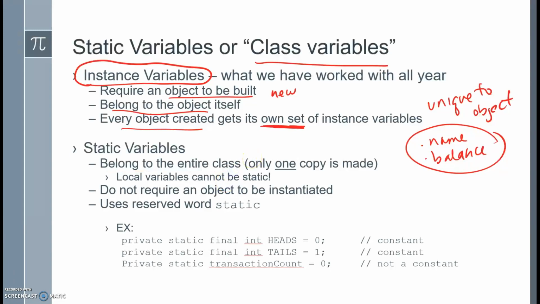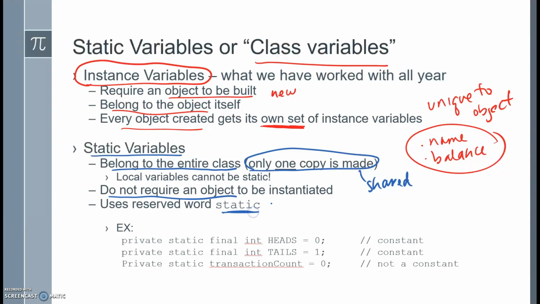Now, static variables, on the other hand, don't just belong to one object. They belong to the entire class. There is only one copy that is made, and it is shared among all objects of this class. Because it is shared among all objects, it does not require an object to be instantiated in order for this variable to make sense. When we declare a variable to be static, we use the reserved word static, and it's also important to recognize that local variables cannot be static. So let's take a look at an example here.